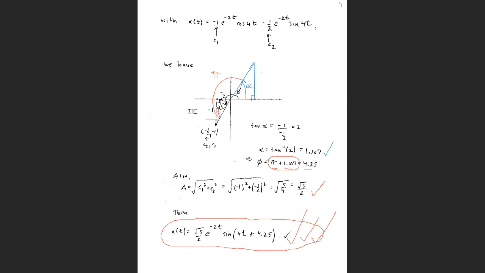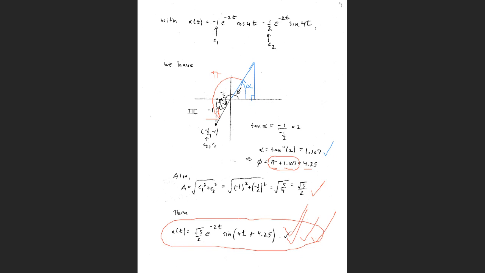Very good question. So we want to find the first time at which the mass passes through equilibrium position headed upward. And let's see why this helps us, the position function in this form.